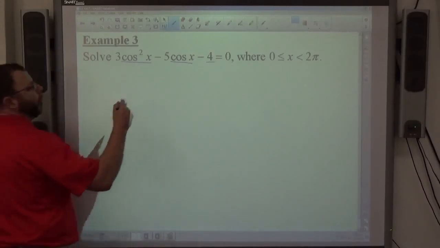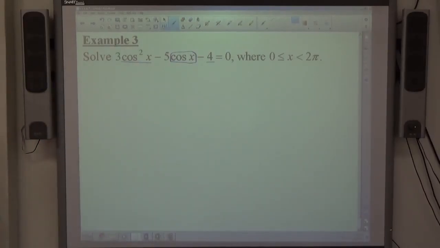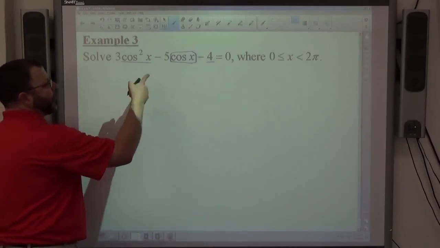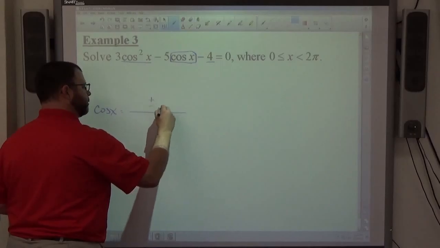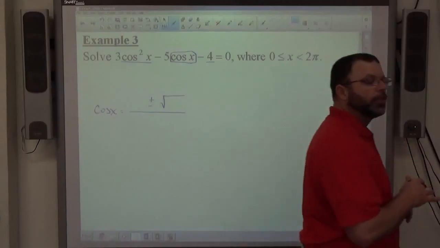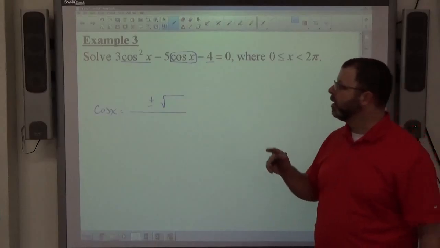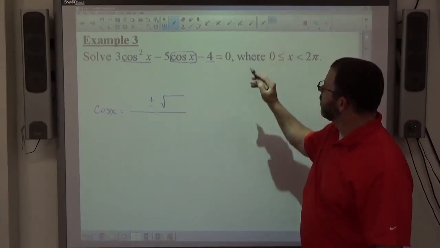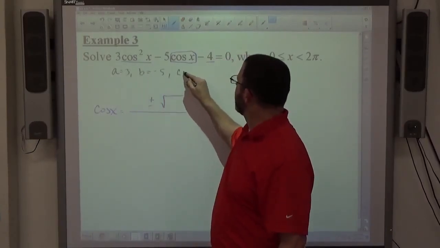And if you use the quadratic formula, what you're solving for is that. I'm not finding out what x equals, I'm finding out what cosine of x equals. So if I use the quadratic formula here, I'm going to create a quadratic formula structure, but again, I'm not finding out what x equals, I'm finding out what cosine of x equals. Once I know that cosine of x equals something, then I can do an inverse cosine to find the answers. Then, as far as a, b, and c are concerned, a is equal to positive 3, b is equal to negative 5, and c is equal to negative 4.